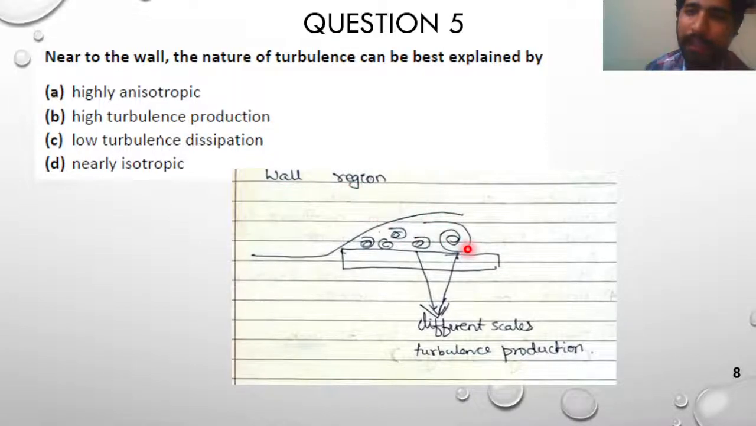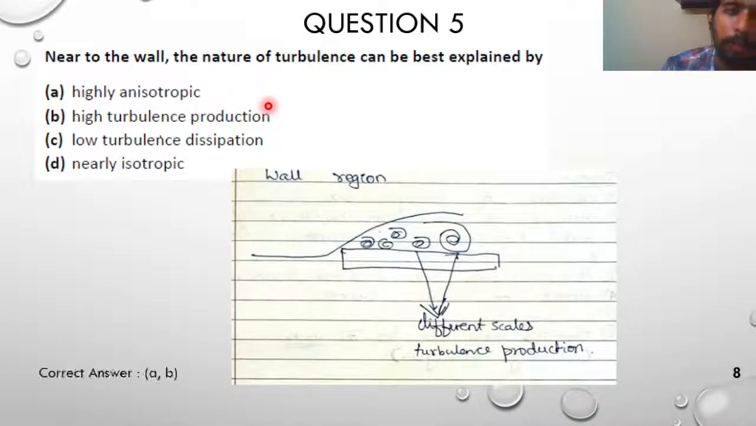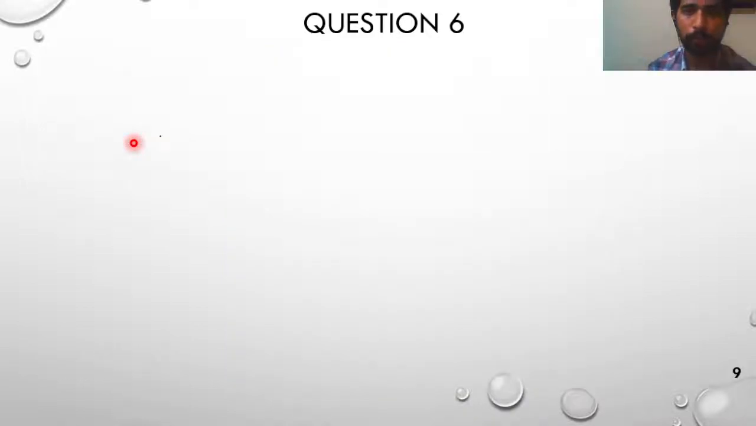So near the wall region turbulence production occurs. That is the main difference between the two options. It is anisotropic near the wall region, and it is a region where turbulence production happens. So both A and B are correct options.